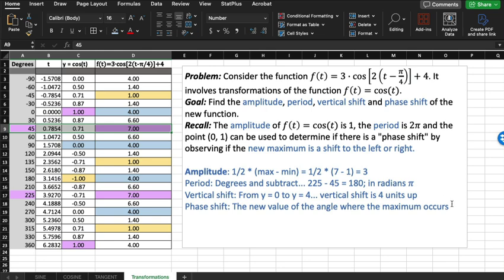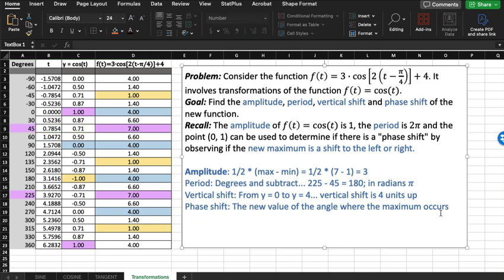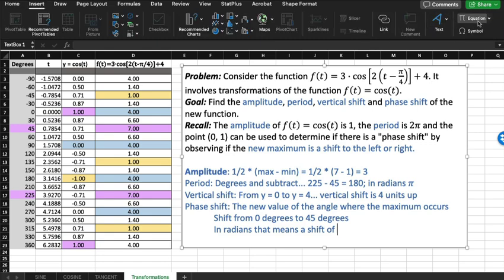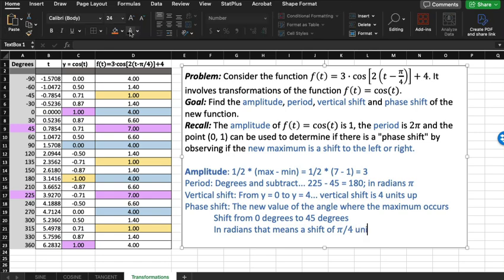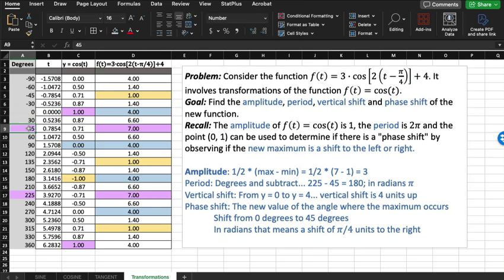So look at your purples. The purple point went from 0, 1 to 45 degrees, or in radians, that would be pi over 4. So it shifted from 0 to 45 degrees. That's how we would state it here. A shift from 0 degrees to 45 degrees. And in radians, that means a shift of pi over 4 units to the right. I say to the right because it's positive 45. It went from 0 to positive 45 degrees where the maximum is.